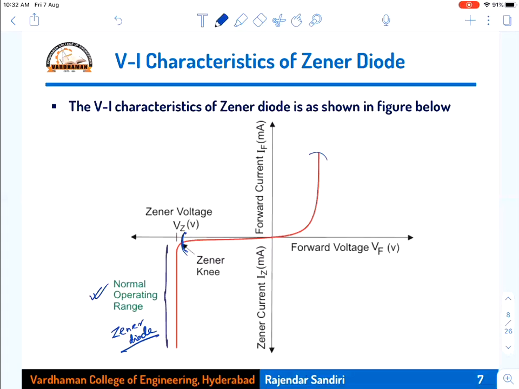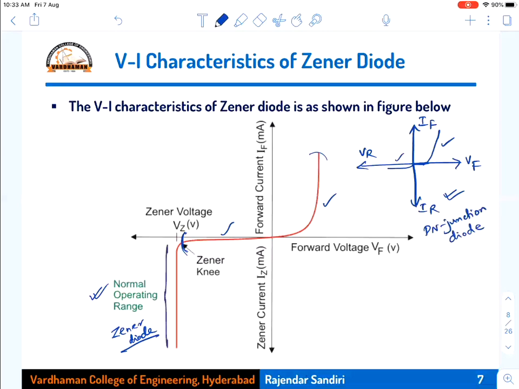If you draw the VI characteristics of a PN junction diode, we draw VF and IF here, and VR and IR like this, and plot the same way up to V gamma, where the current is 0. After that it increases. This portion and this portion are the same. In the reverse direction it is almost constant like this. We stop there itself, because breakdown does not occur in a normal PN junction diode. This is the forward characteristic and this is the reverse characteristic.